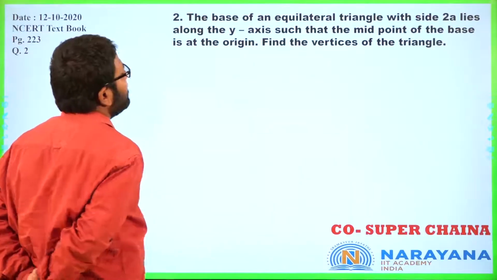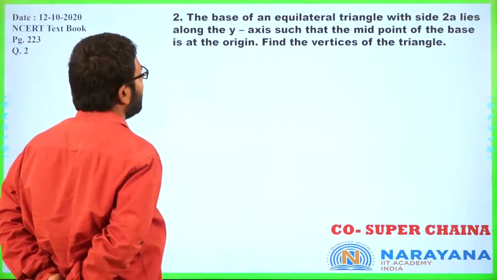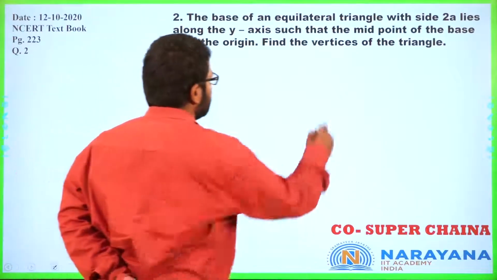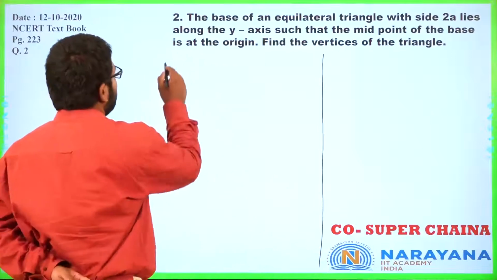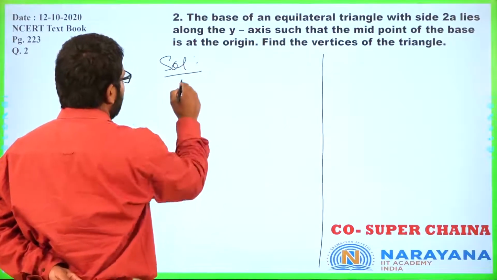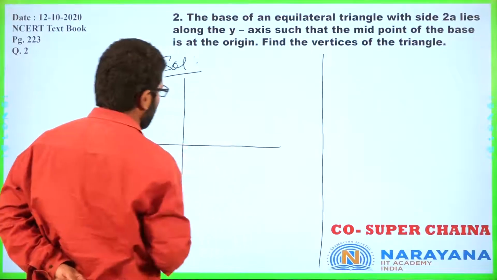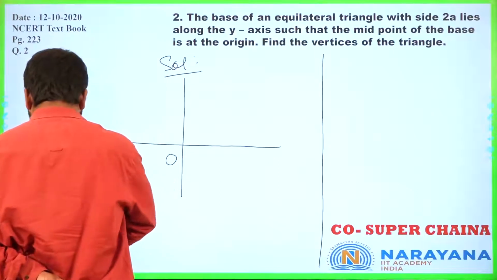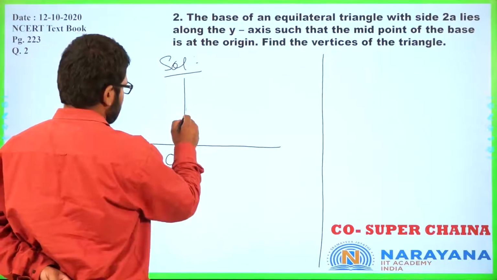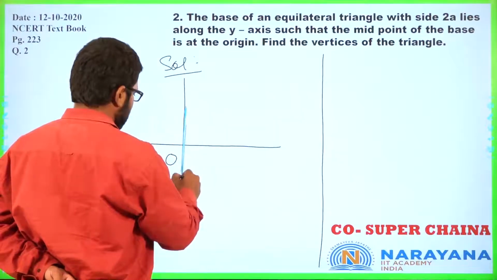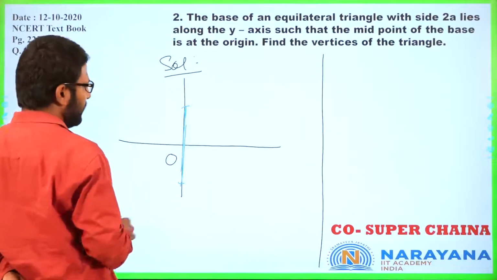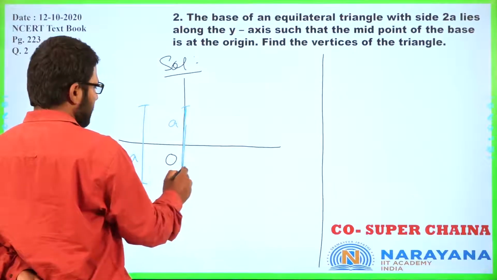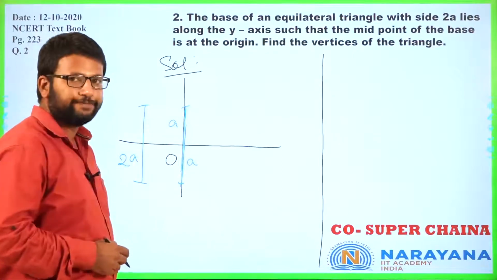The base of an equilateral triangle with side 2A lies along the y-axis such that the midpoint of the base is at the origin. Find the vertices of the triangle. It's a purely visualization based question. Okay? The base of an equilateral triangle. So if this is your x and y axis origin, the base of an equilateral triangle of side 2A lies along the y axis. So there's an equilateral triangle whose base is along the y axis, and the side length is 2A. If this whole thing is 2A, this must be A and A. Can you see that? Yes.